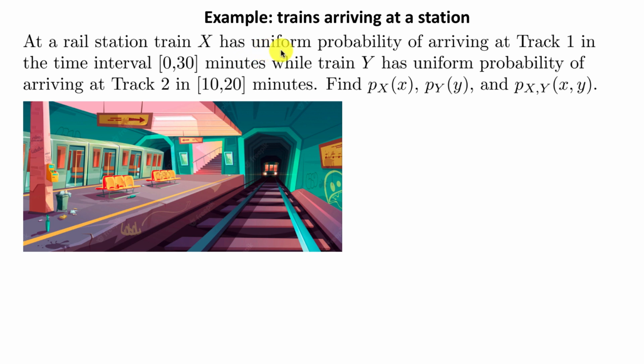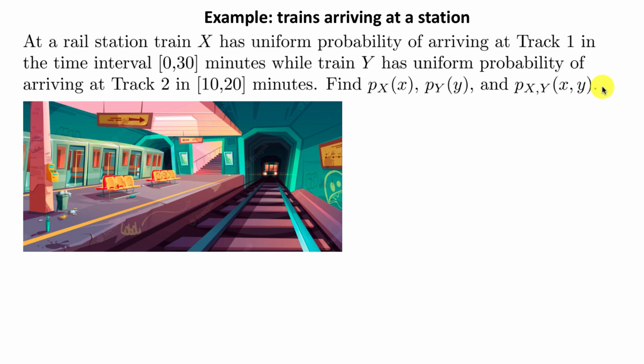Now let's say that train x has uniform probability of arriving at track number 1 in the time interval between 0 minutes and 30 minutes, while the train y has uniform probability of arriving at the second track in the time interval 10 minutes through 20 minutes. What we want are the marginal probability distributions as well as the joint probability distributions.